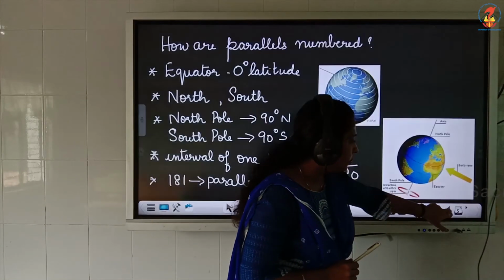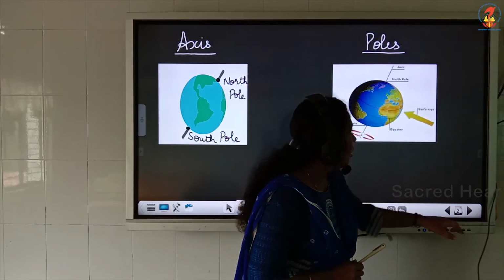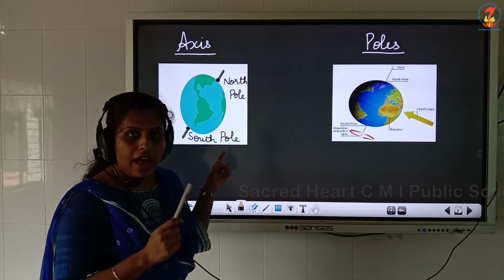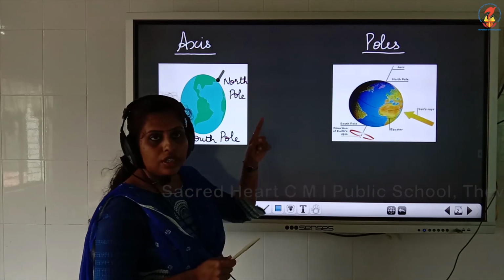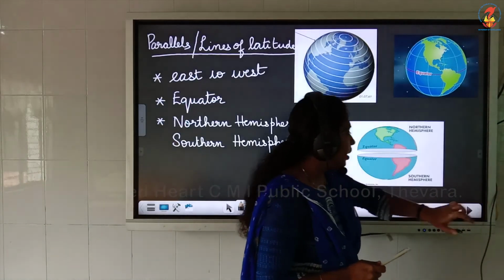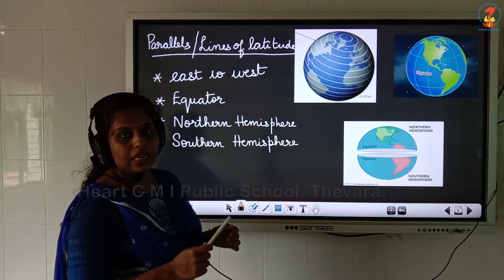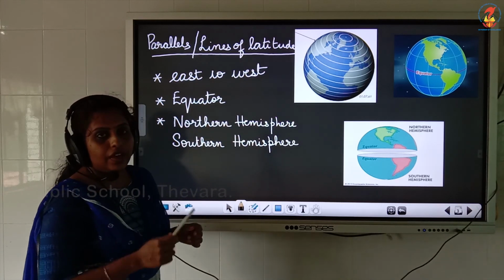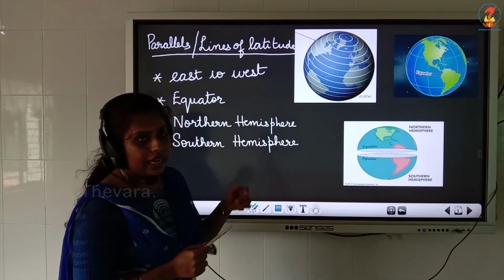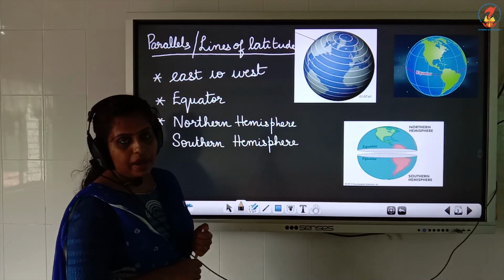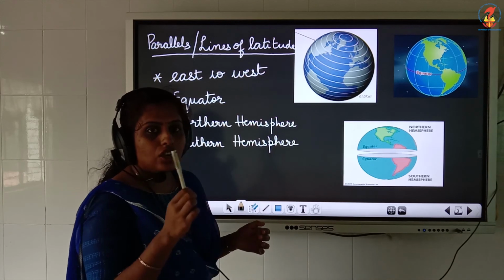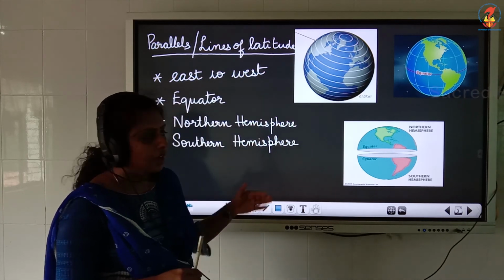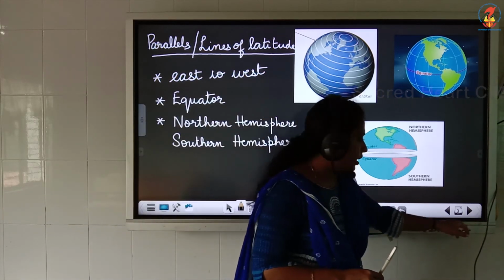So we will revise it once more. The imaginary line that passes through the center is called the axis. Axis has two endpoints, North Pole and South Pole. Then we learned what are parallels. Parallels are the set of circles drawn on Earth's surface running from east to west. We have a middle parallel called the equator, and it is called the longest parallel, and it also divides Earth into two halves. The top part is called the northern hemisphere and the bottom part is called the southern hemisphere.